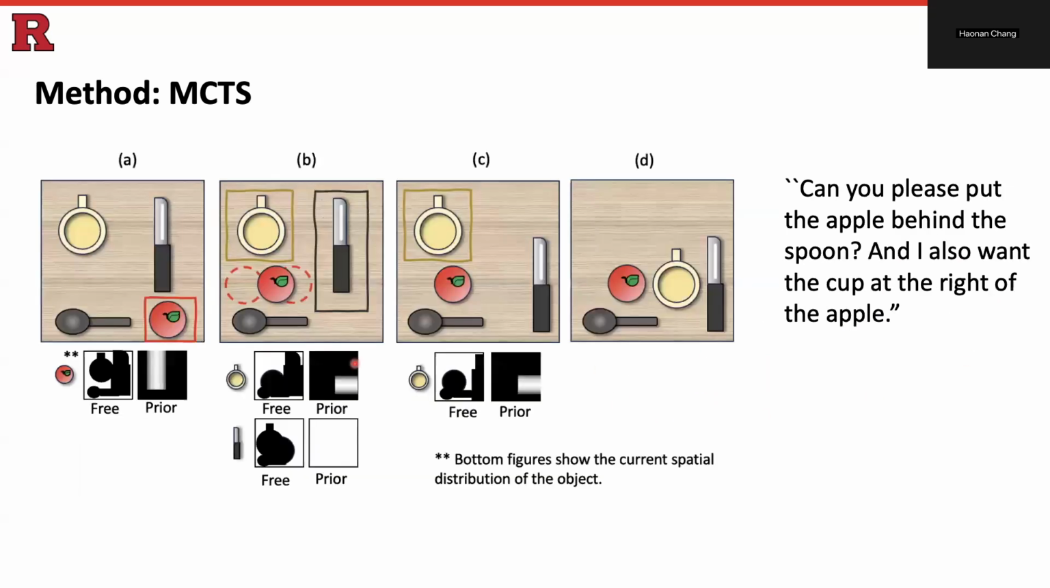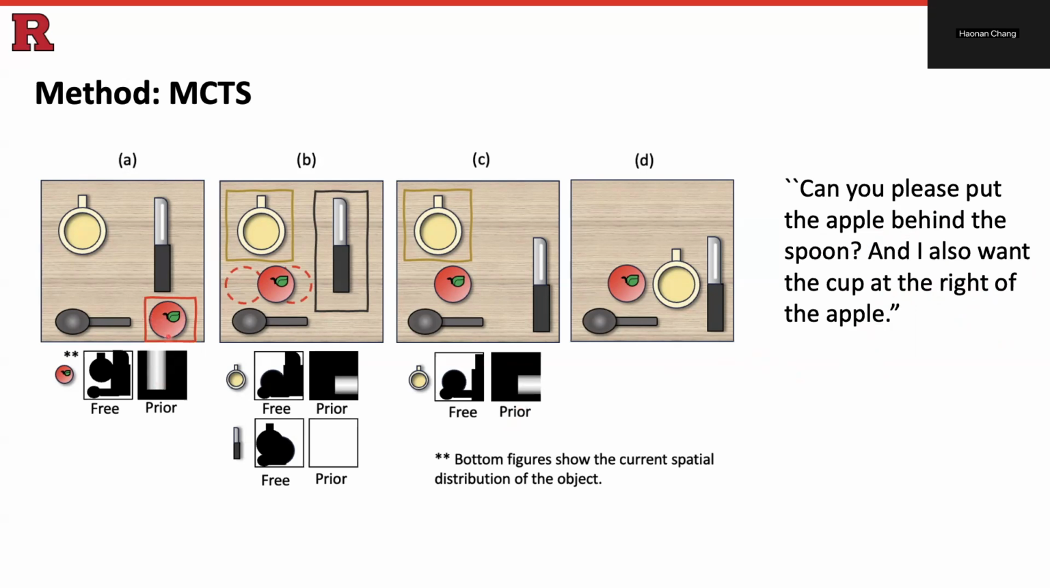Here we show a simple example. We have 4 objects on the table, and the task here is, can you please put the apple behind the spoon, and then also put the cup at the right side of the apple. So this problem can be parsed into 2 patterns. One pattern is apple behind spoon, and the other is cup right of apple.